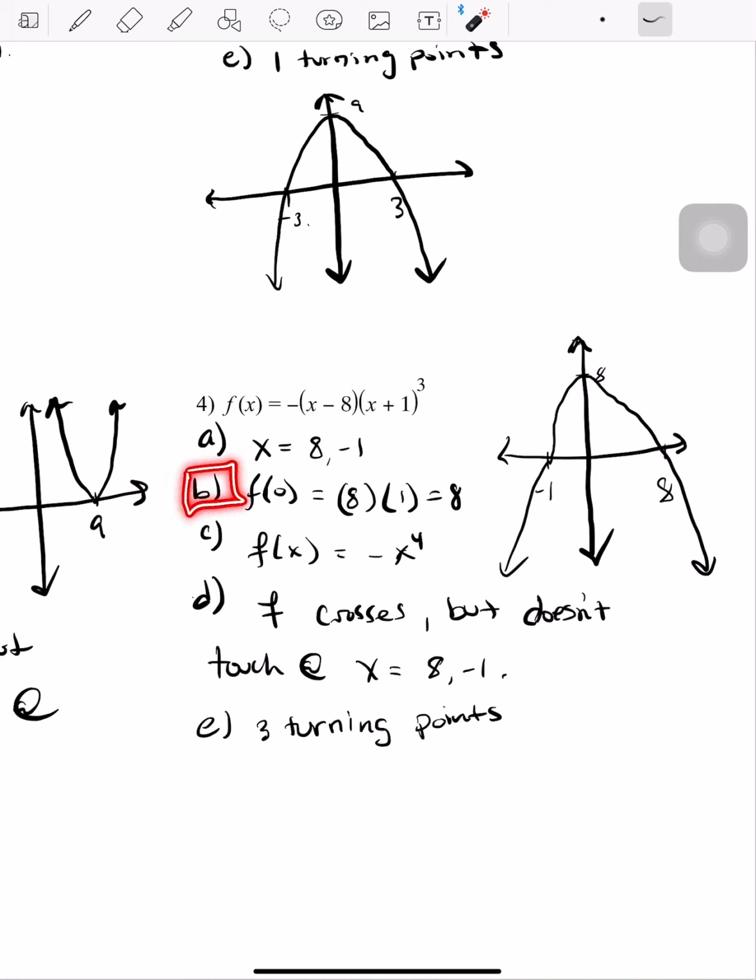Part B here is finding the y-intercept. To find the y-intercept, all you have to do is plug in 0 here and compute the problem. And again, you don't necessarily need to get to the end, especially if the number is pretty big, right? Because you're not going to have a calculator. So just leaving it as 8 times 1 should be just fine.